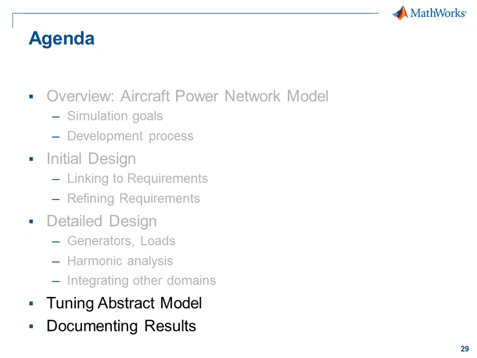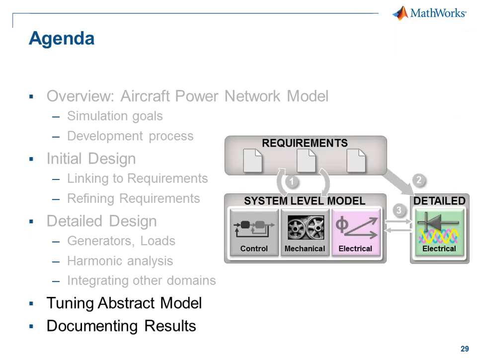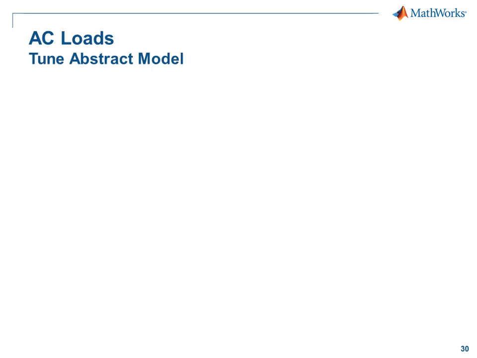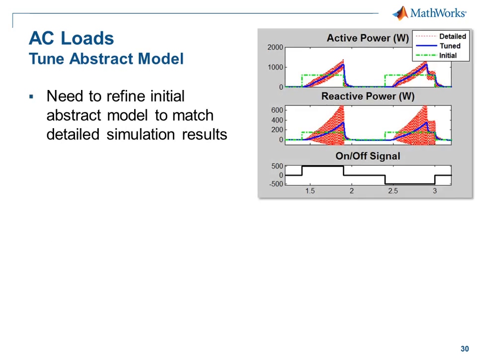Now that we have performed our detailed design, we will use the results of the detailed simulations to tune our abstract model. This will give us a model that runs fast and produces results that match the detailed simulation. We started our development process with abstract models of our components. Now that we have a detailed design, we'd like to make sure that those abstract models produce similar results.